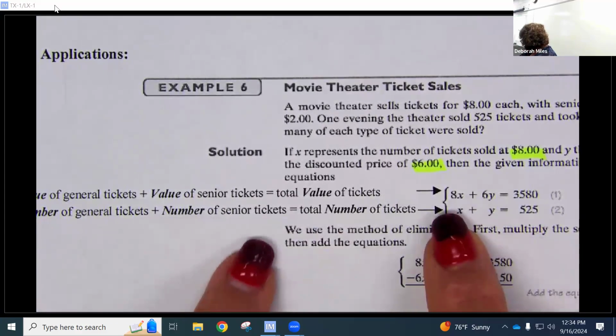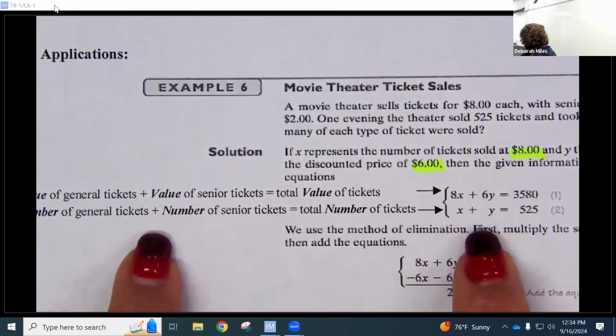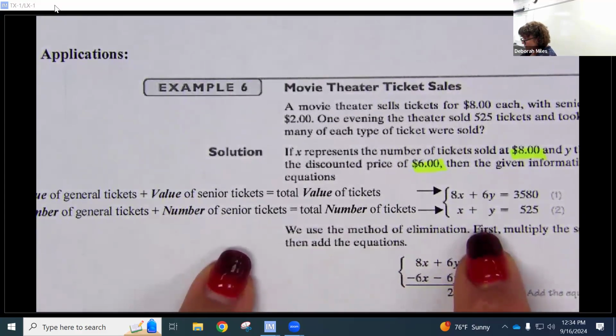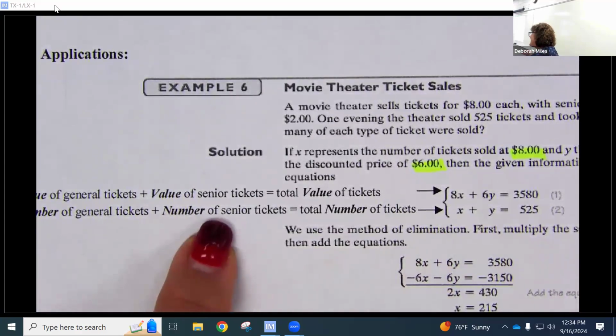The other equation isn't about the number of tickets, it's about the value of the tickets. Now, if you sell X tickets for $8 each, what's your revenue from that? X tickets for $8 each.